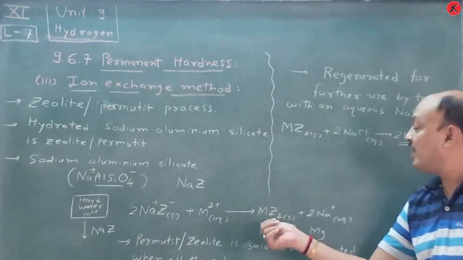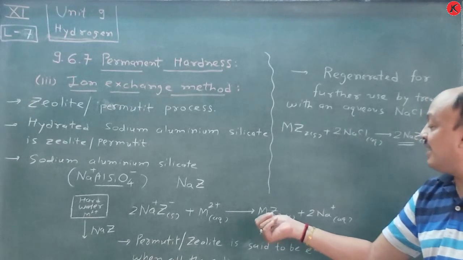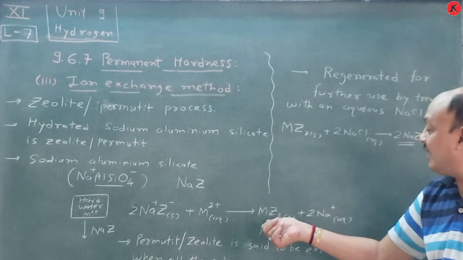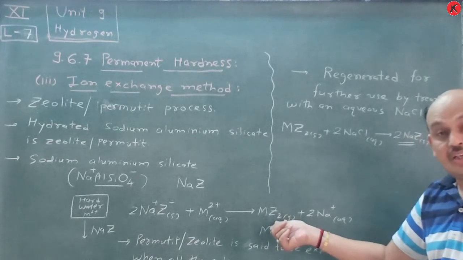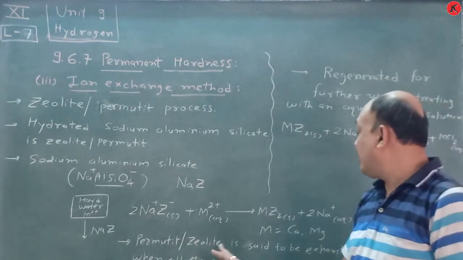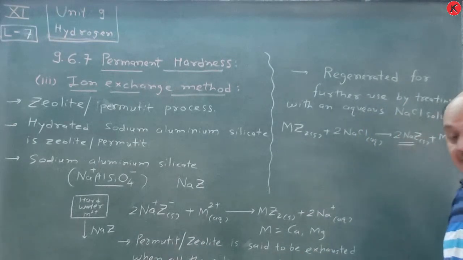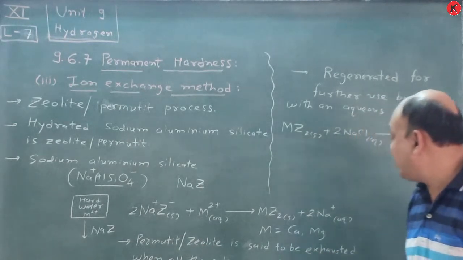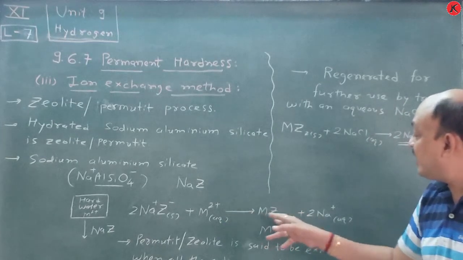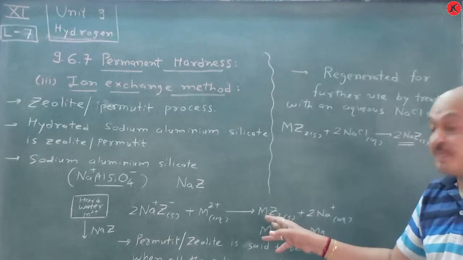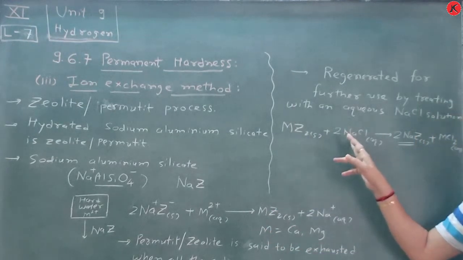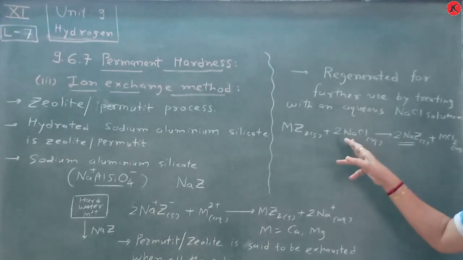Okay, it is converted into MZ2, that is, calcium or magnesium containing zeolite, in solid form. Permutit or zeolite is said to be exhausted when all the sodium in it is used up. Then this MZ2 is taken out and reacts once again with sodium chloride, which is called brine.